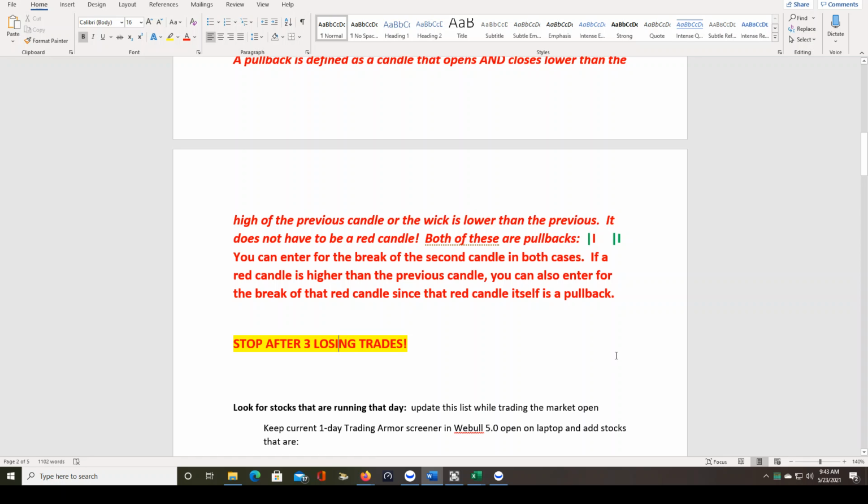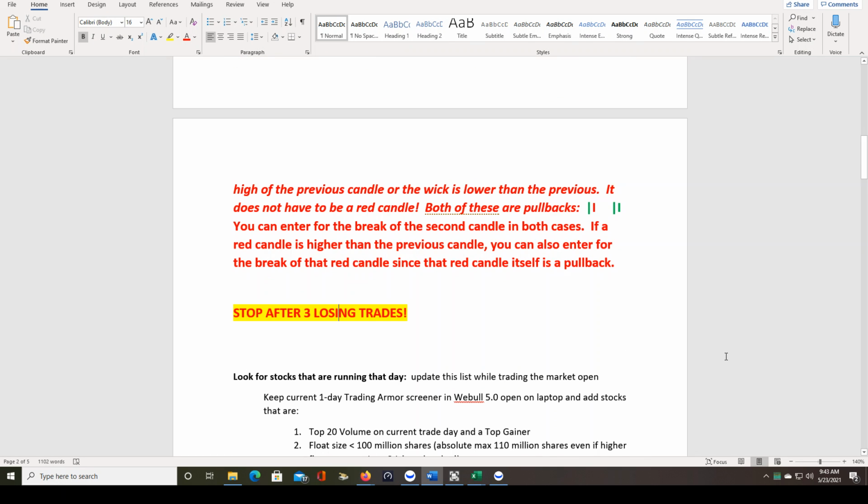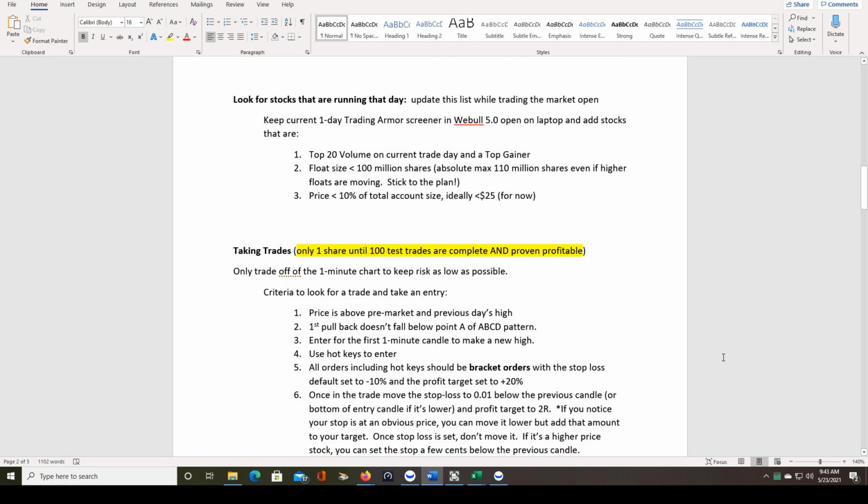Stop after 3 losing trades. That's crucial because you don't want to make your red days bigger than they need to be. So just stop after 3 losers.